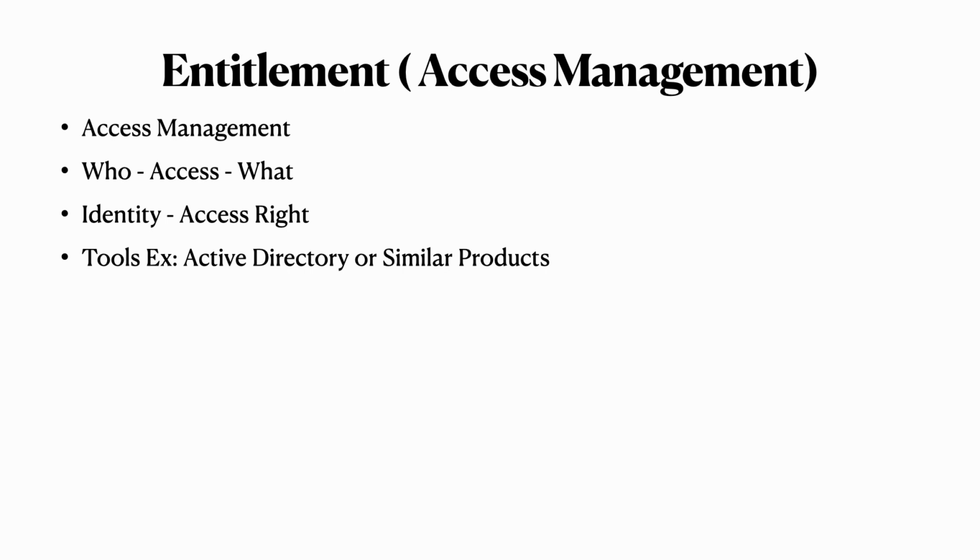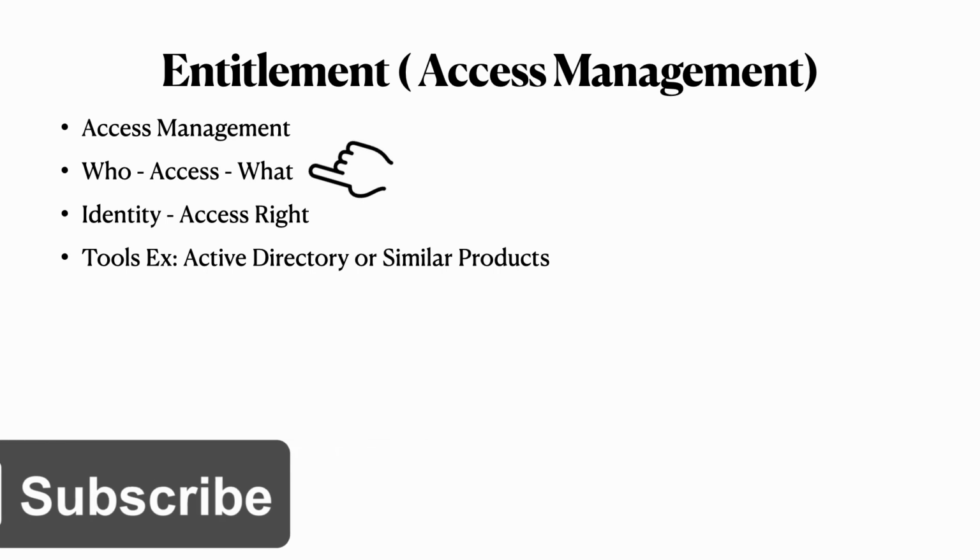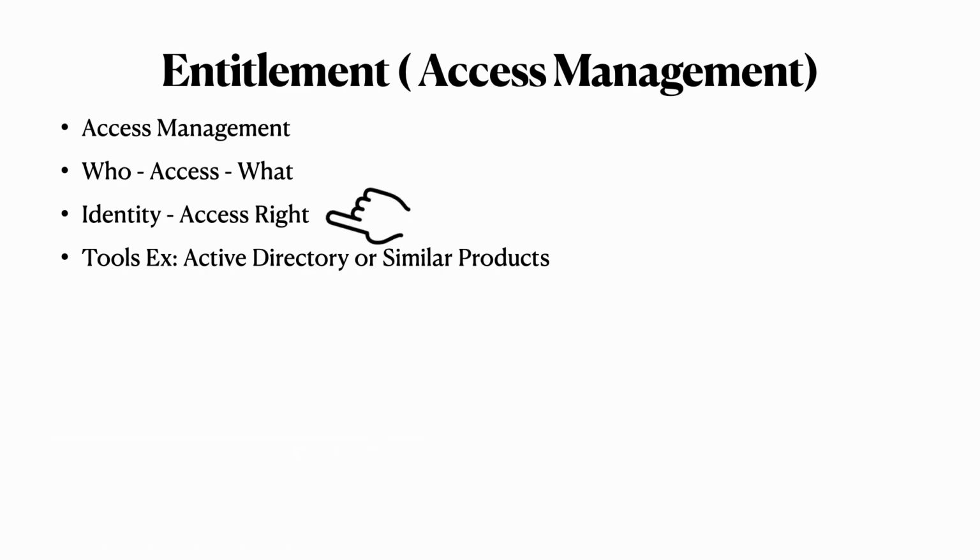The next core feature in IGA is called entitlement management, or access right management. Entitlement management tells us who has access to what and who is responsible for maintaining that entitlement. In other words, this maintains the link between identity and access rights. Active Directory or similar products, or even third-party products, could be used for entitlement management.